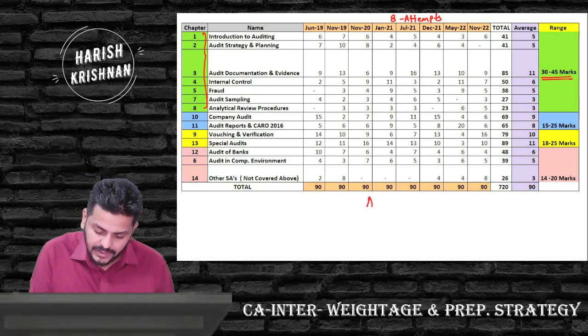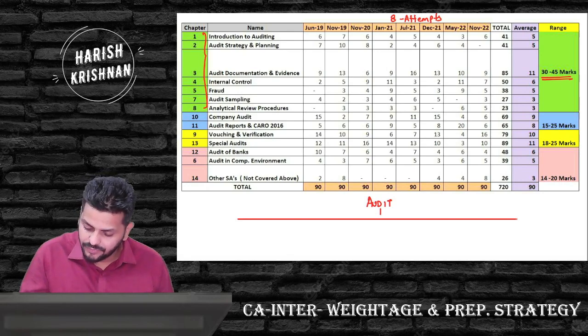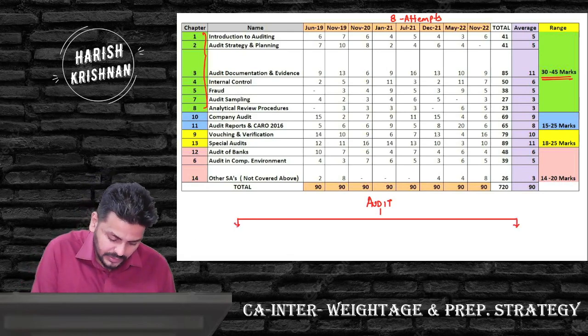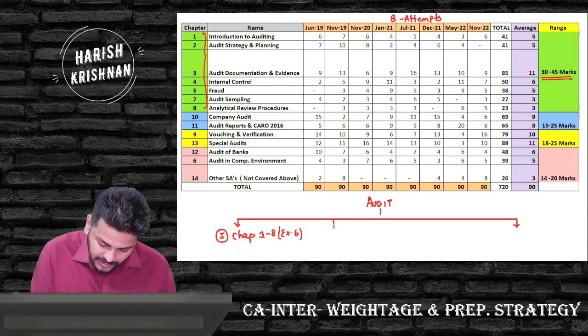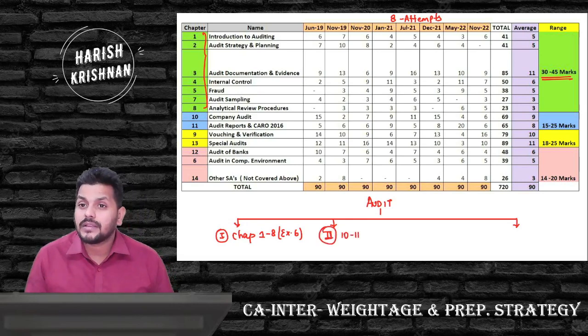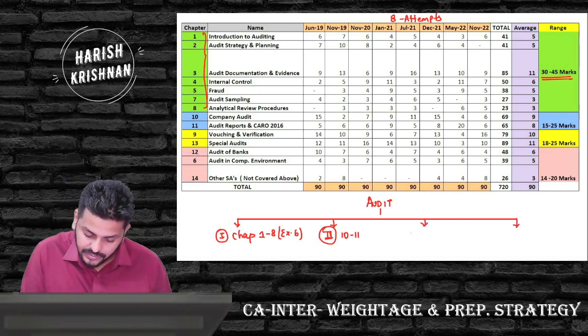So I'm dividing the entire audit syllabus into 4 parts to make your life easy. So let's go with the 4 parts. The first one is the most important one, chapters 1 to 8 excluding 6. The second part is just about 2 chapters, chapters 10 and 11, that is very scoring, the company audit and audit report part including CARO.